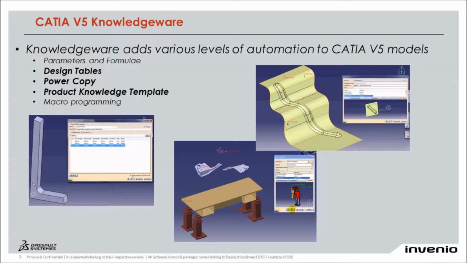CATIA knowledgeware allows you to add various levels of automation to a CATIA V5 model. You're probably familiar with parameters and formulae. We're going to be looking at design tables, power copies, product knowledge templates. Not going to be looking at macro programming, but if you're interested in that, you can talk to us about it later on.